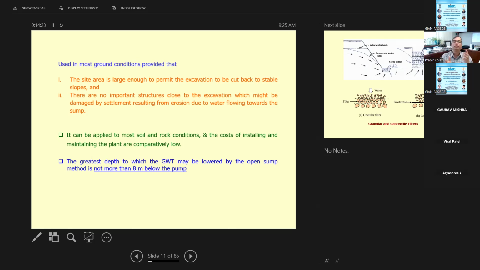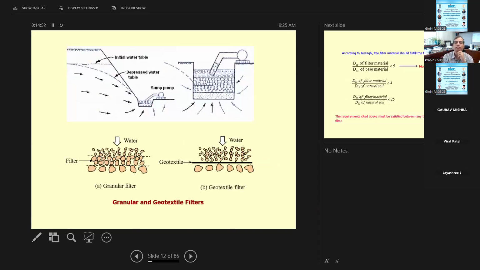You can use this when the site area is large enough to permit excavation and cutback to stable slopes, and it is easy. And there should be no important structures close to the excavation, as it might damage them through settlement resulting from erosion due to the water flowing towards the sump. So that is important. This is a very easy method, but the limitation is that if you want to reduce the water table below 8 meters, it's not possible.